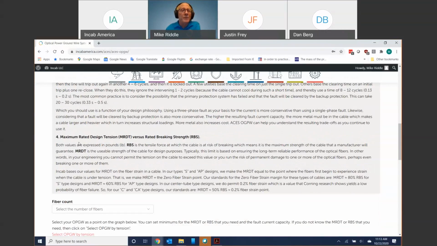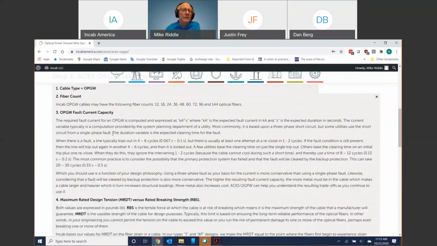Discussion of maximum rated design tension. Again, in my OPGW 101 webinar, I talk about that. That term comes from the IEEE 1138 standard, and basically that is the tension that you should not exceed on your OPGW under any wind or ice loading conditions. So you get some good hints here.